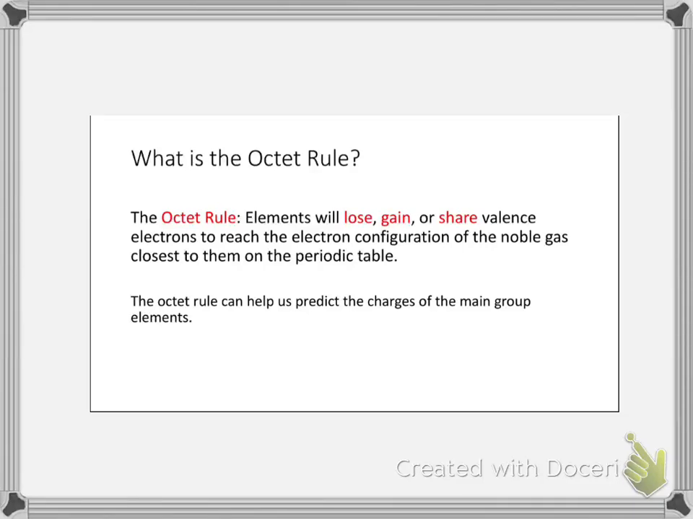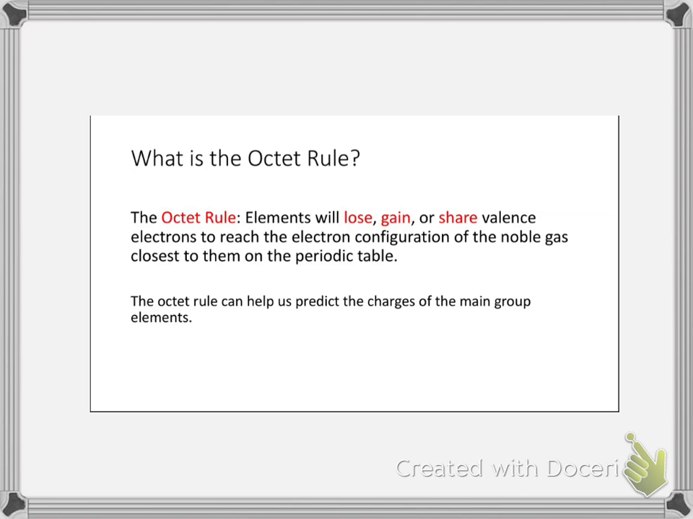I want you to learn how to predict the charges of the main group elements using the octet rule. So we're going to start with the octet rule and try to understand what it's telling us when we're thinking about ionic compounds. And then we'll move into using that to predict charges. We're going to predict a trend, which is going to allow us to memorize less and know a lot.